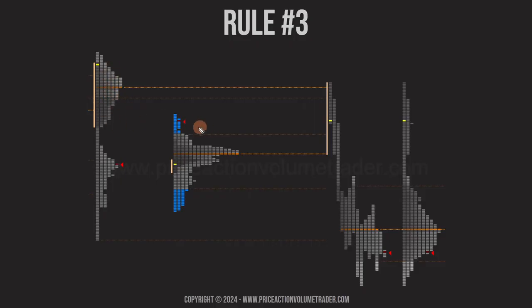And you can see right here, we had this profile from this session. We'd had a double distribution. Then we had this extended hours, which was pretty balanced, but we did close near the highs. So we did close within this node area right here. But then you can see on the next regular trading session, we opened right here.